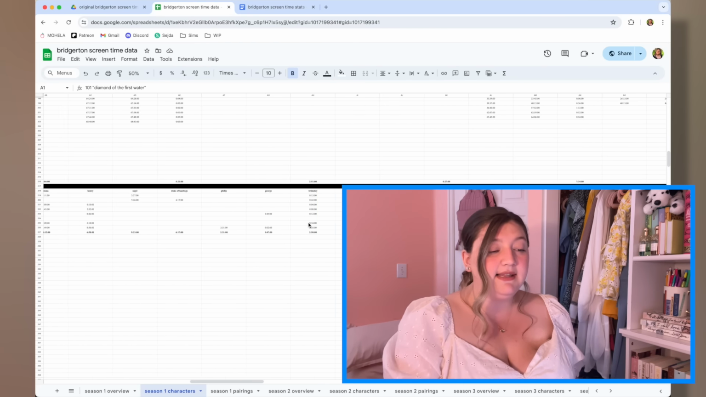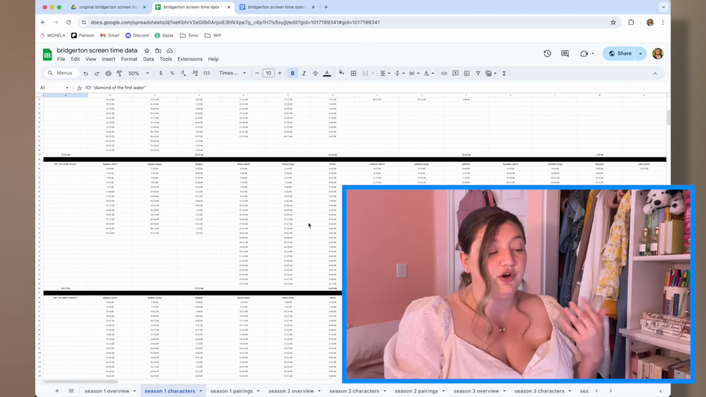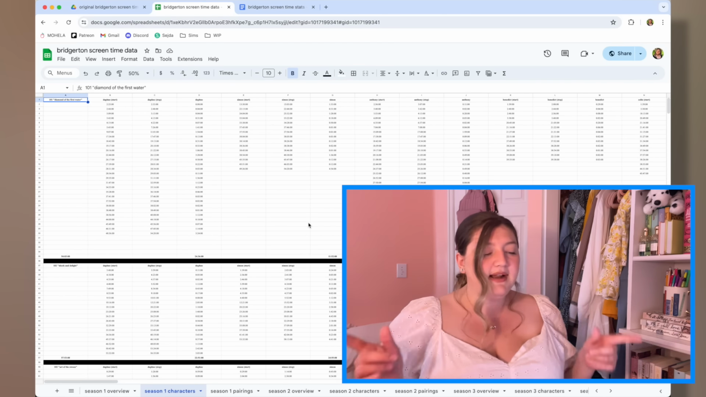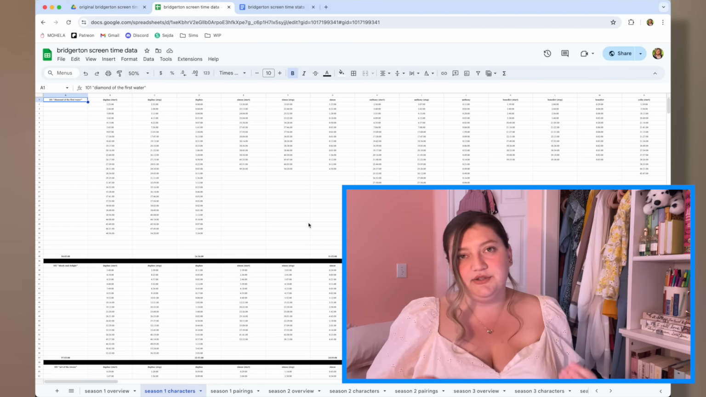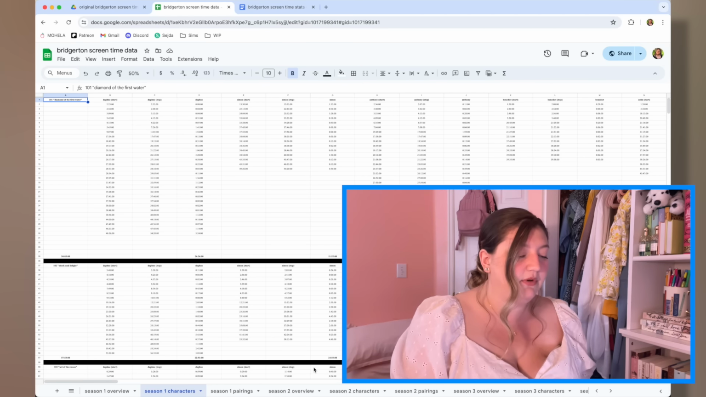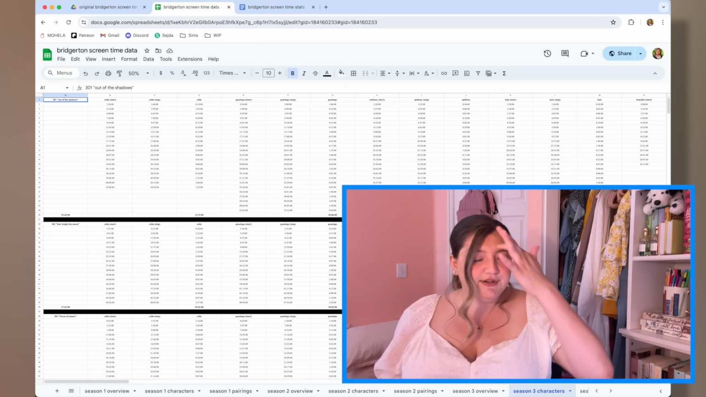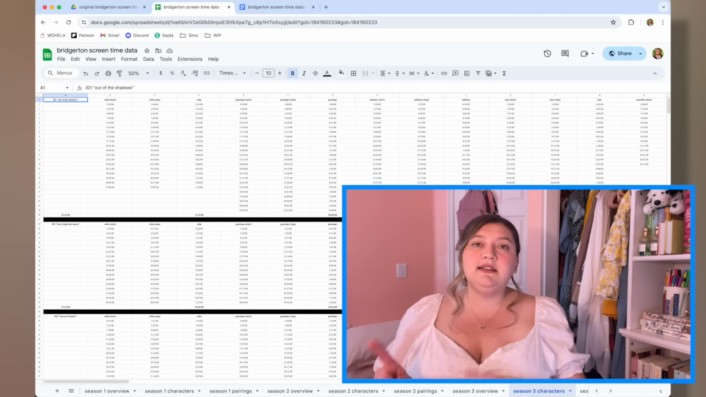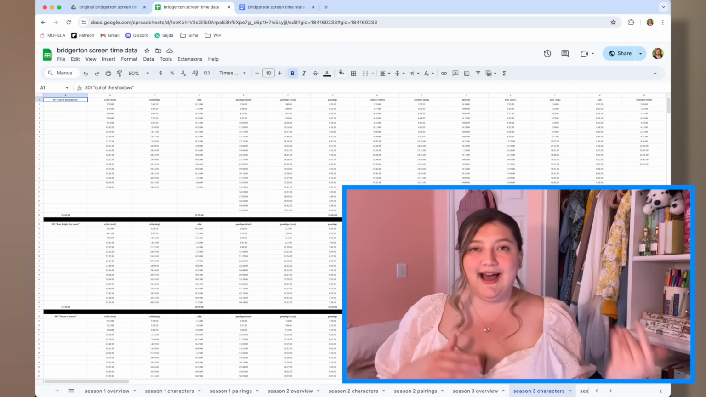I also combined these so that I could get the cumulative screen time of each character across the whole series. Minus Queen Charlotte. I don't know if I've mentioned that. I don't have Queen Charlotte. I would like to someday add Queen Charlotte, but I will not be doing that anytime soon. Now, something of note about the character screen time is that unlike the overview screen time, these numbers don't add up to anything.